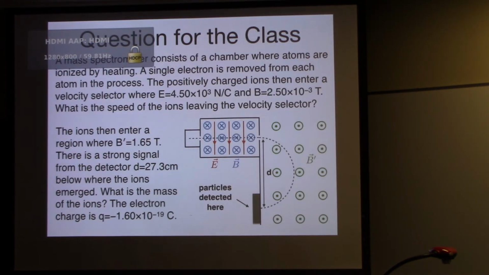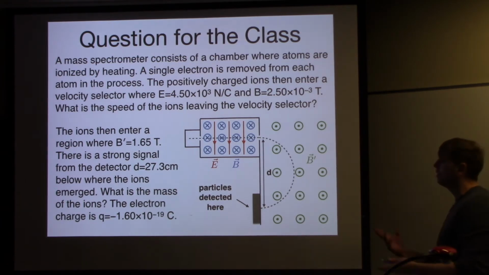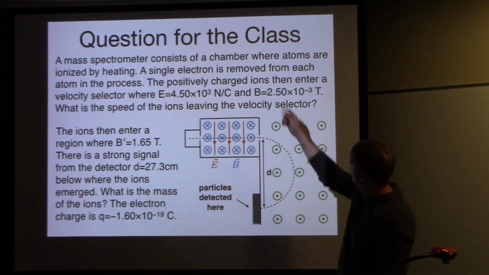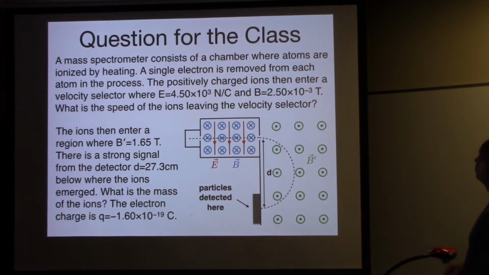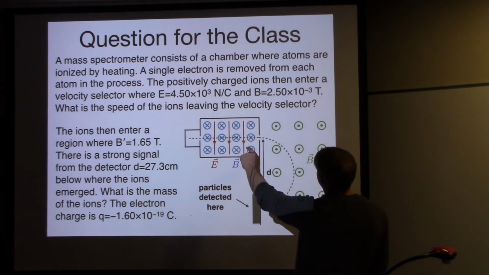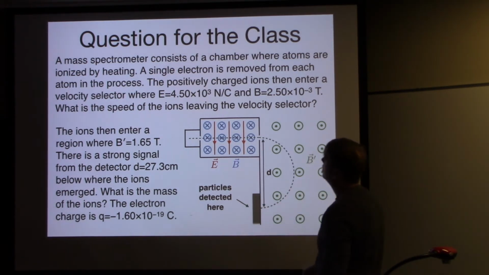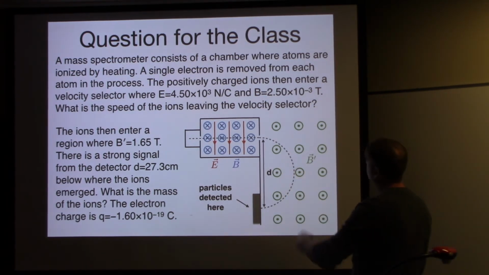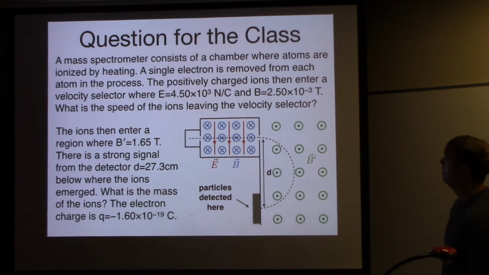So with that said, let's do an example using a mass spectrometer. Let's say we've got a mass spectrometer containing a chamber where the atoms are ionized by heating. So maybe we can cause them to be ionized just by getting them to a really high temperature. And in this process, a single electron is removed from each atom. Okay, so each one is going to have a positive charge. Now these positively charged ions enter this velocity selector, where the electric field is 4.5 times 10 to the 3 newtons per coulomb. This magnetic field is 2.5 times 10 to the minus 3 Tesla.